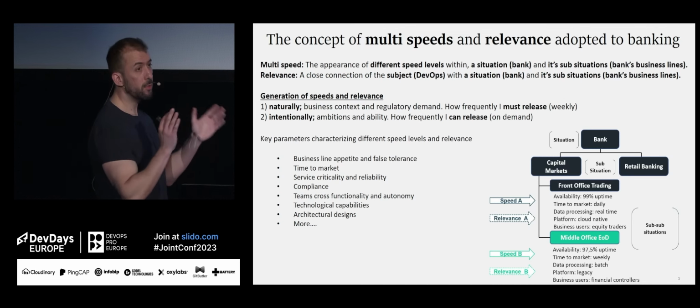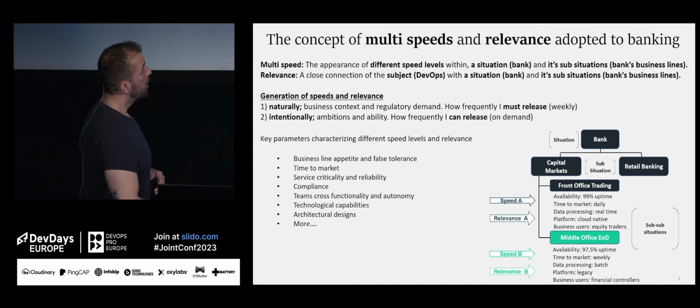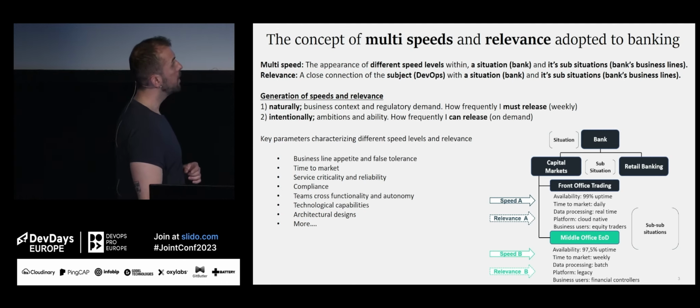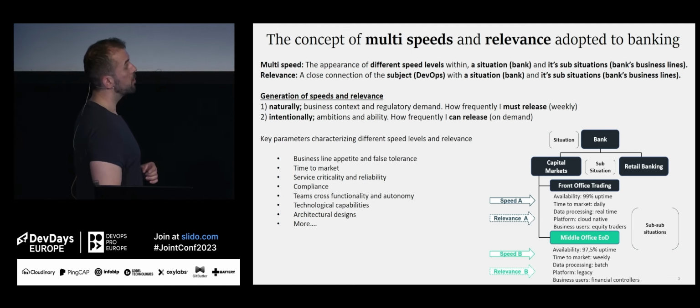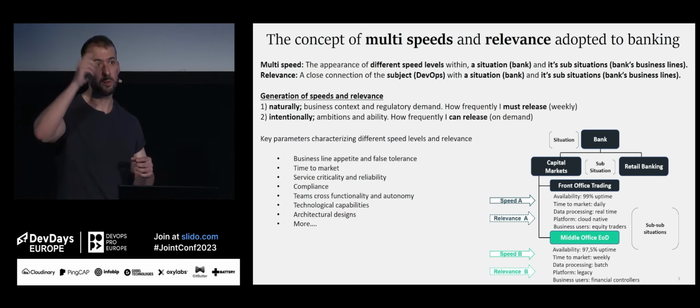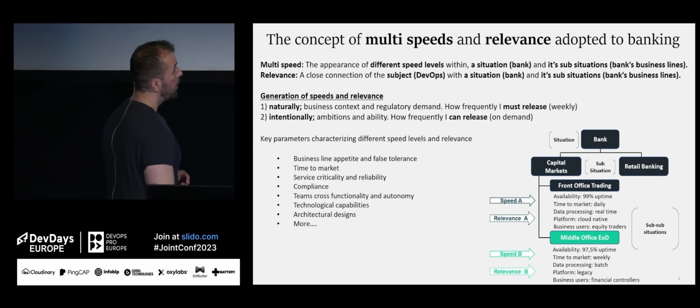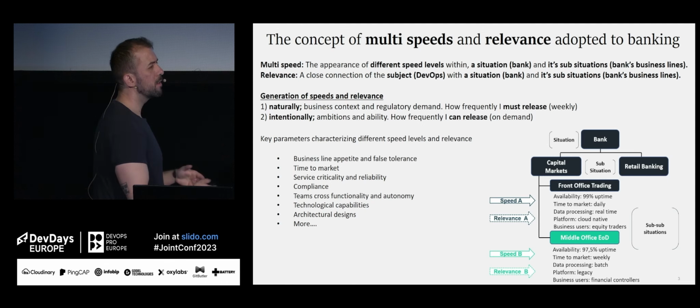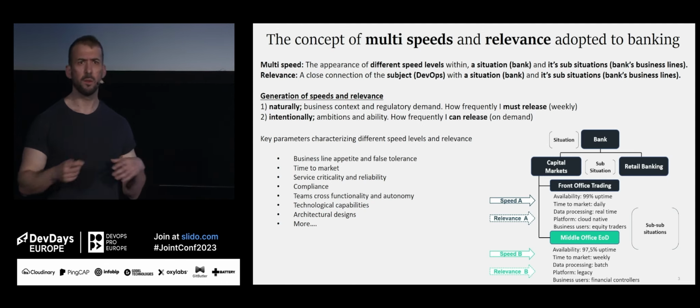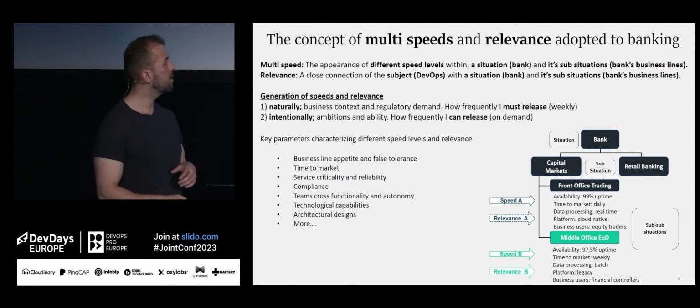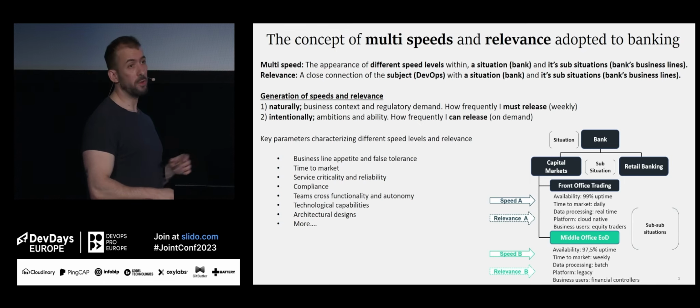Suppose now that we have 2 different applications, right? The one in front office has 99% availability requirements. The time to market is daily, so you need to be able to release at the end of every day. The data processing is real time, so you get prices from the stock exchange, you make it till capture, it flows directly down and is being reflected to your books. The platform is cloud native. That doesn't necessarily mean it runs in public cloud, but it runs under certain cloud native characteristics. And the business users are equity traders.